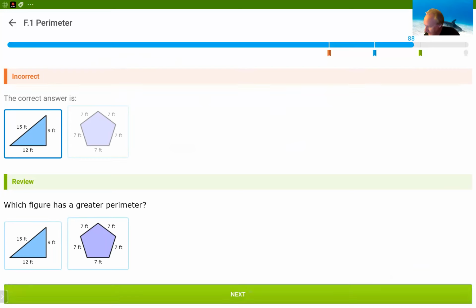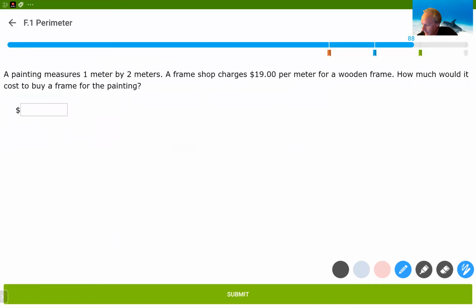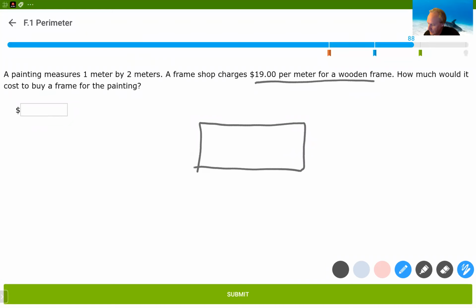Okay, next. Try again. A painting measures 1 meter by 2 meters. A frame shop charges $19 per meter. It's expensive. How much would it cost to frame the painting? Well, it's 1 by 2. So you have a total of 6 meters, and it's $19 per meter. $114. Yep.